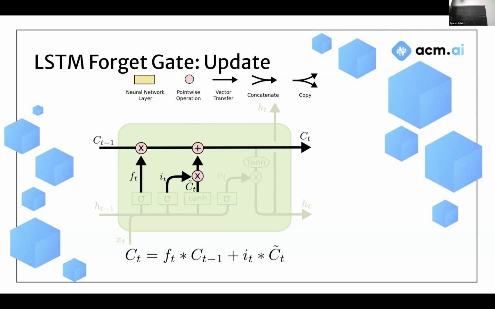Just to add one thing real quick, this forget vector that we're learning here tells you how much you want to forget of what you had before in your cell state. So you forget a little bit of what you had in your cell state, and then you add in what you learned.